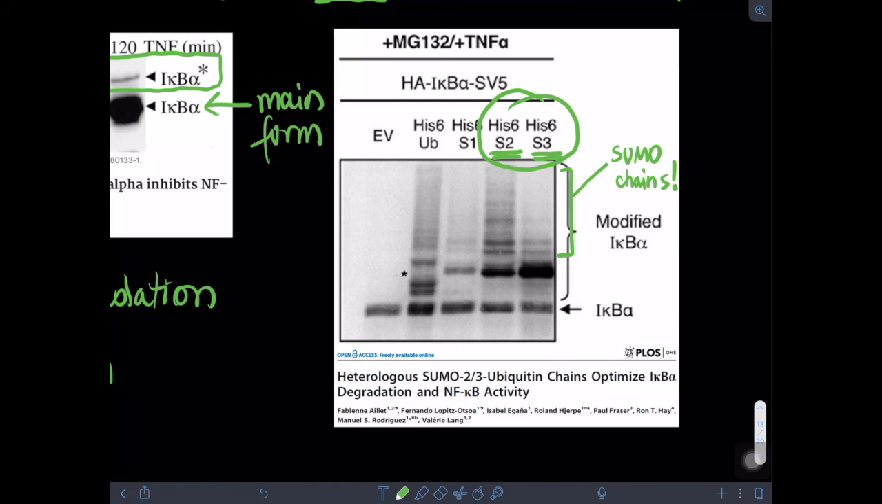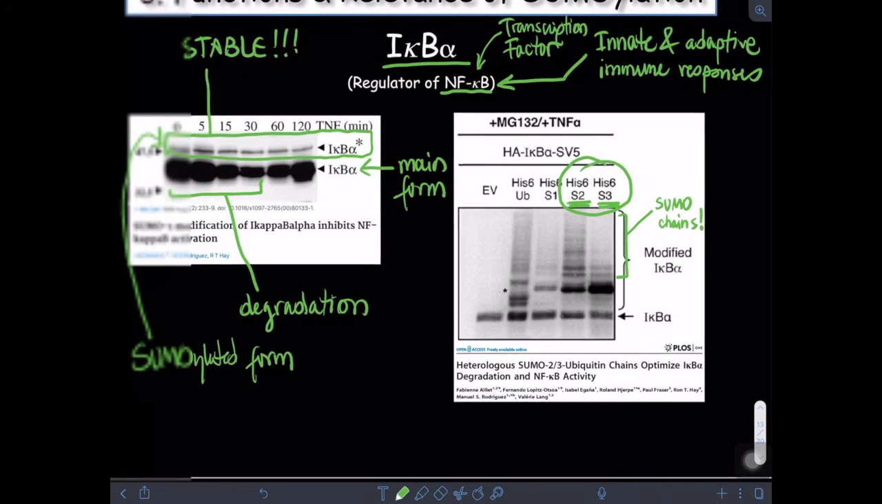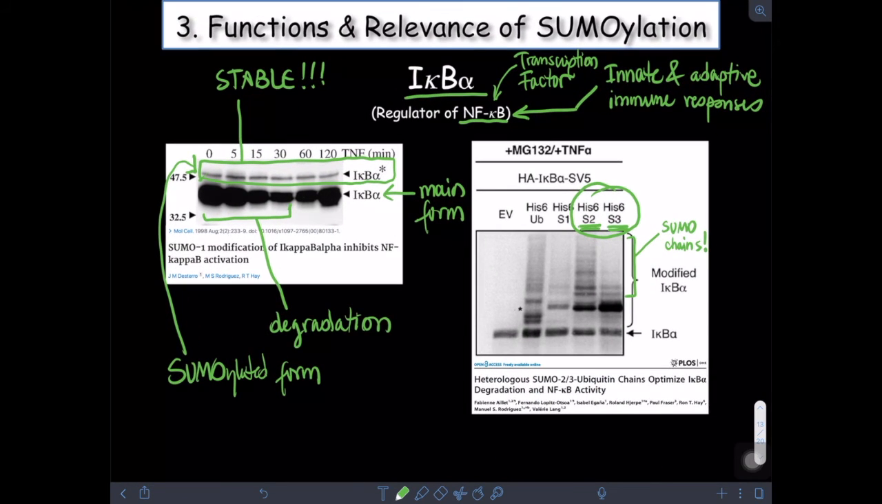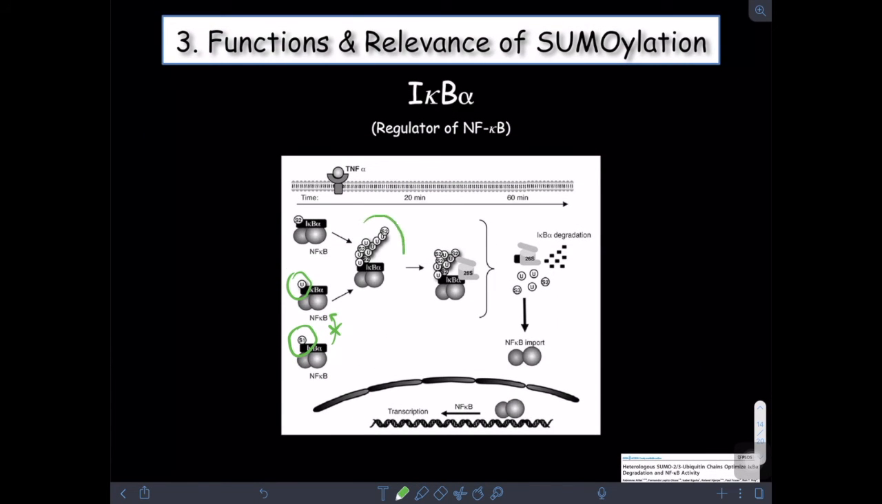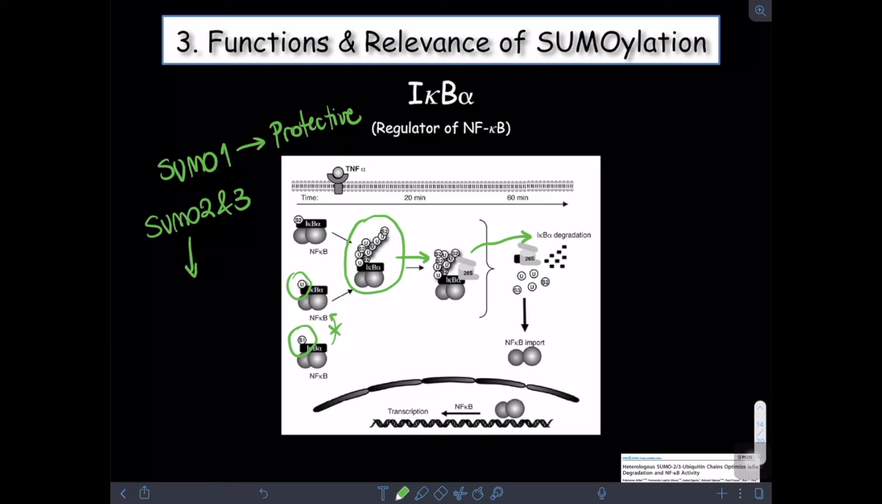Now, in this particular case, when IκBα was polySUMOylated, those polySUMO chains then led to the polyubiquitination of IκBα, therefore leading to the subsequent proteasomal degradation of IκBα. So, SUMOylation with SUMO1 was protective for IκBα, whereas SUMOylation with SUMO2 or SUMO3 was destabilizing for IκBα. And these findings led to the idea that SUMOylation can have multiple effects depending upon the paralog that is used for SUMOylation.